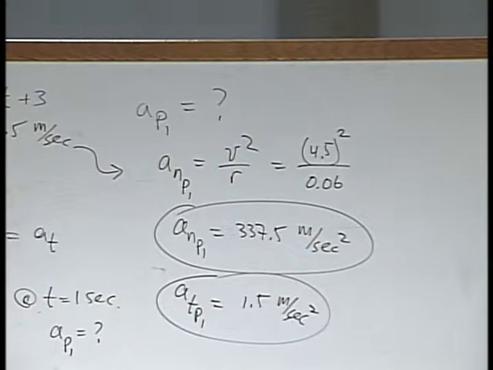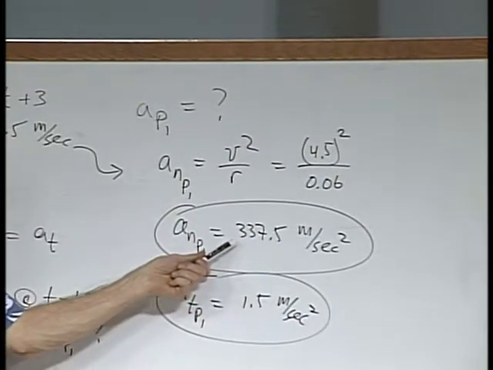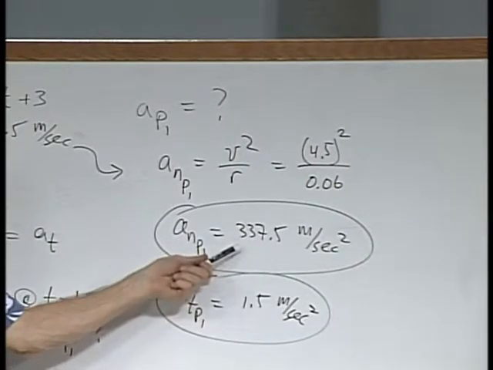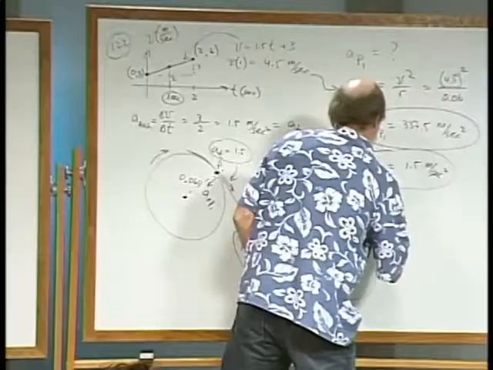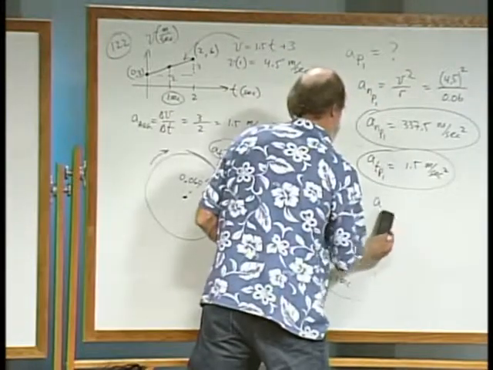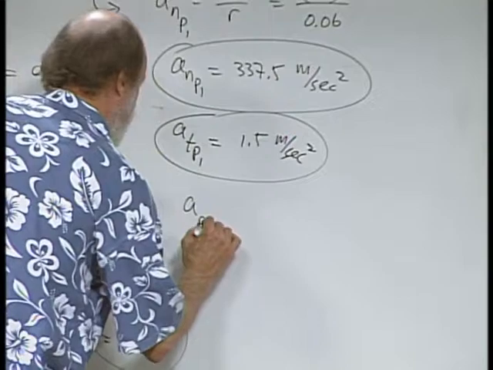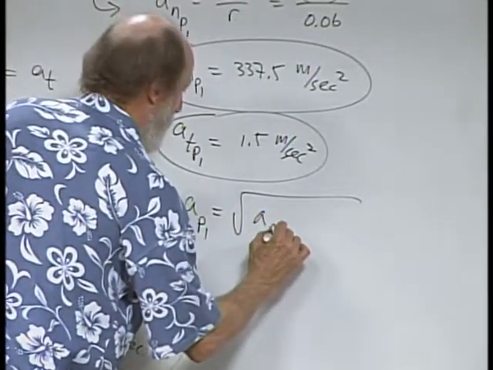Square root of the squares. Square root of the sum of the squares, and the answer is going to be about 3.7. So the normal's the one that's really kicking it, right? Even though the belt's speeding up, the normal's the one that's really kicking it. Okay. So the answer to that, the total acceleration at P1 is going to be the square root of the sum of the squares of these two components.